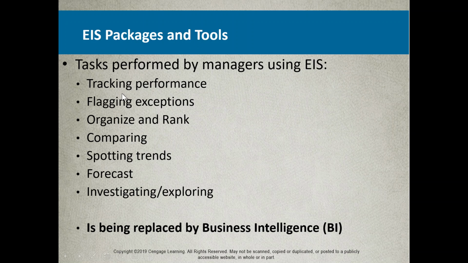So packages and tools: tracking information, flagging exceptions. These are more of the detailed, specific features of an EIS that make them a little different than a regular decision-making system. So tracking performance wouldn't necessarily be a topic of a decision-making system. Tracking performance is being able to track how a particular salesperson is performing, for example. Now that might be in a regular decision support system, but the executives of the company want to know how their employees are performing. A lot of you are going to be in a position where you have to go through a performance review.